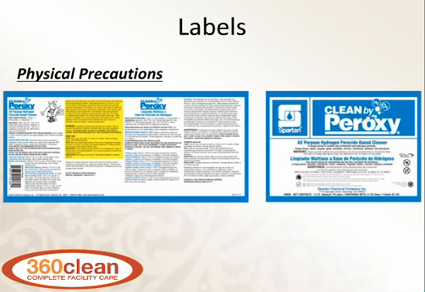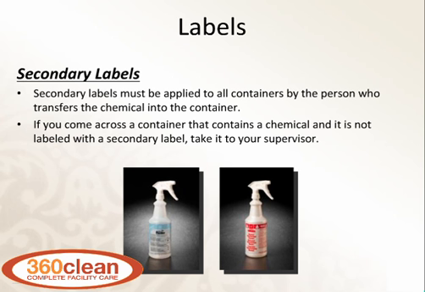Physical precautions on the label simply describe any physical and health hazards of the product if it should contact your skin or eyes, or accidentally be ingested. Generally, the precautionary language will also refer you back to the MSDS for additional information. Secondary labels must be applied to all containers by the person who transfers the chemical from the original product container into a secondary container, i.e. from a gallon jug into a spray bottle. If you come across a container that contains a chemical and it is not labeled with a secondary label, take it to your supervisor immediately.